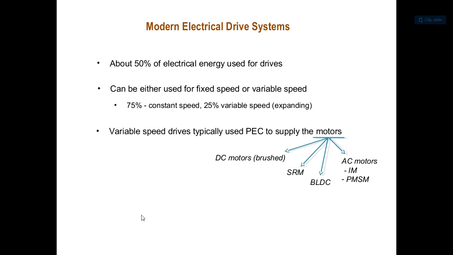Why is there a need for electrical drives? About 50% of electrical energy is used for drives. It can be used either for fixed speed or variable speed. This is the answer to why we need a drive. I want to drive some things at fixed speed, and I want to drive some things at variable speed.